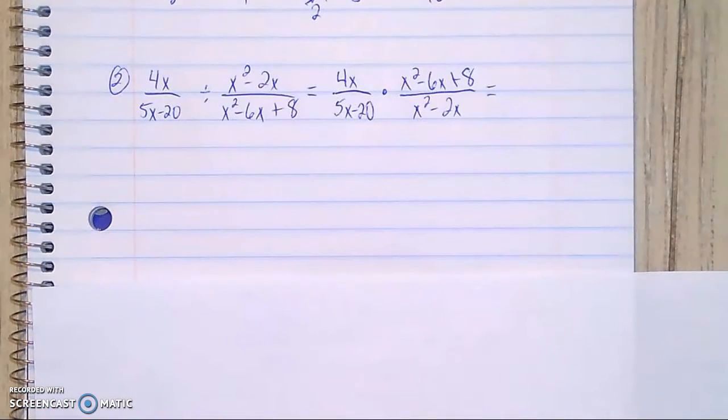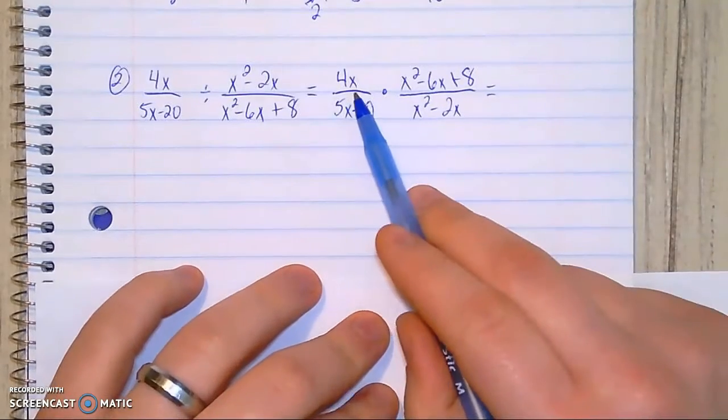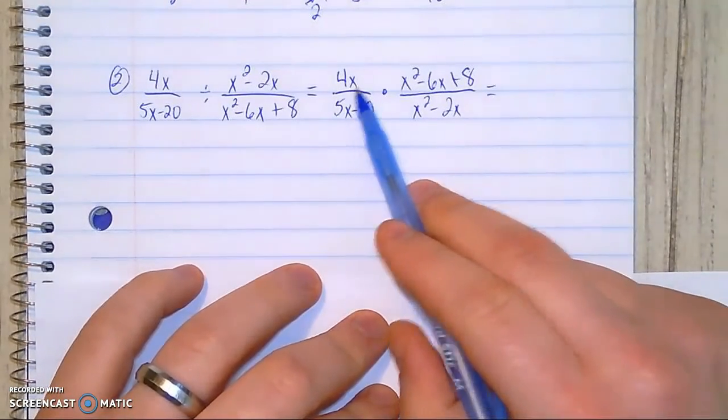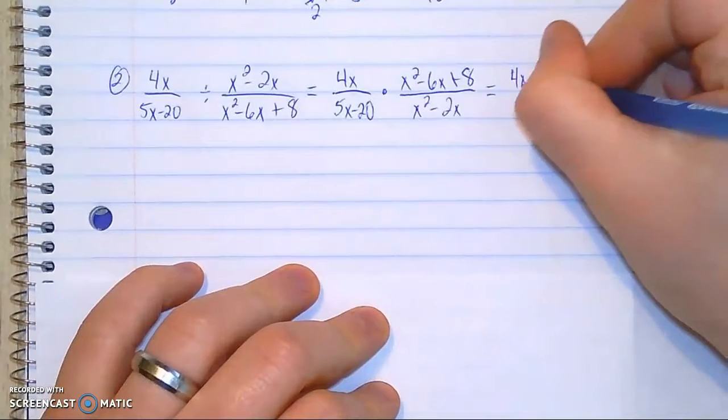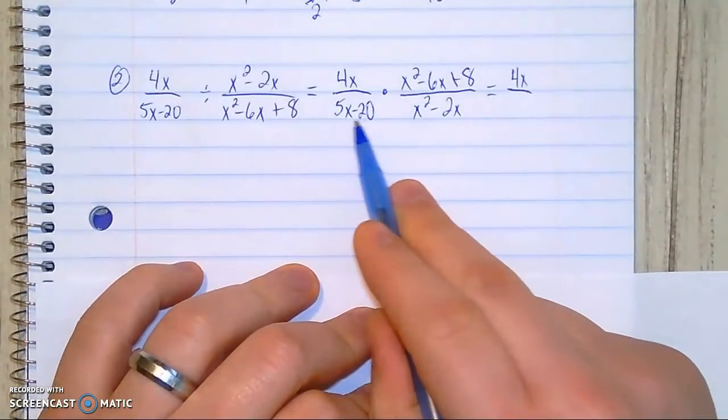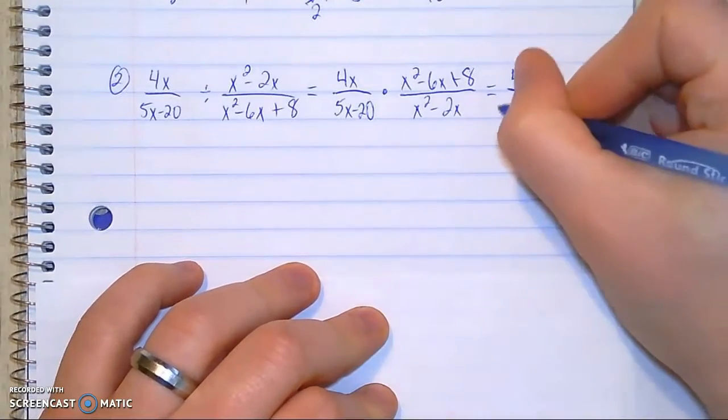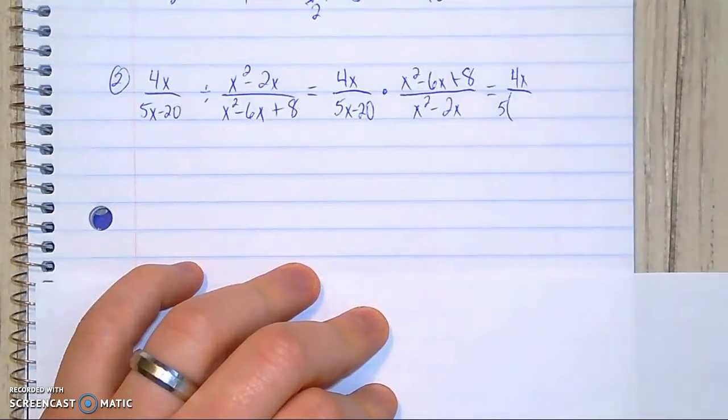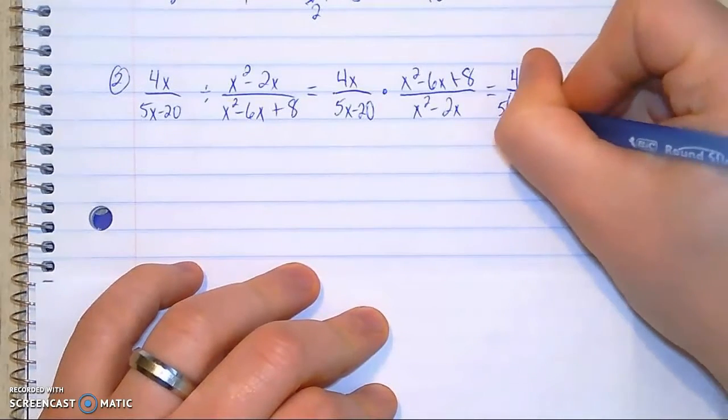We're looking to factor this, look for some things that might cancel each other. So up top here, 4x, that seems okay for now. I'm going to leave that the same. Down here, 5x minus 20, I notice a common factor of 5. So I'm going to pull that out, and it becomes x minus 4.